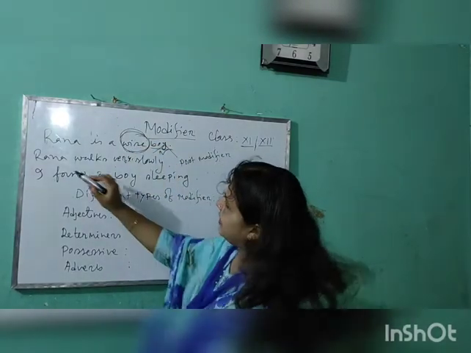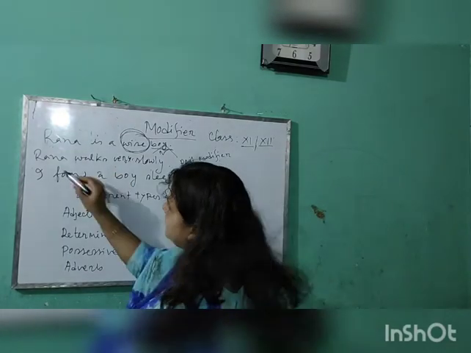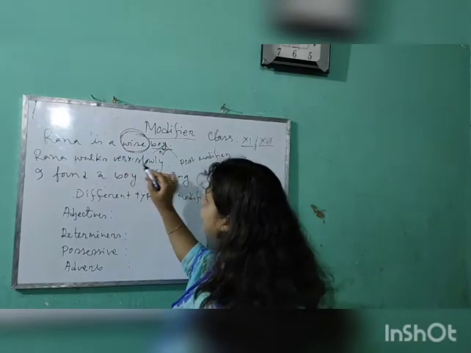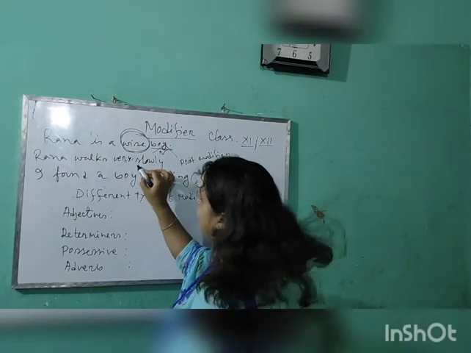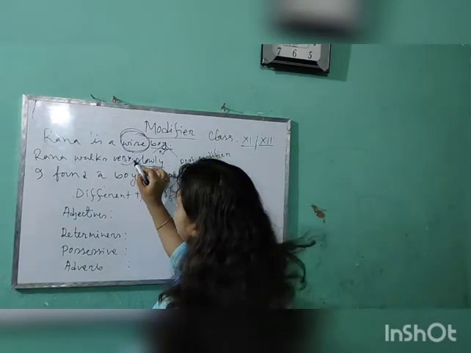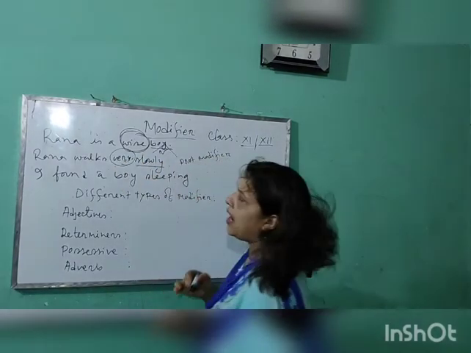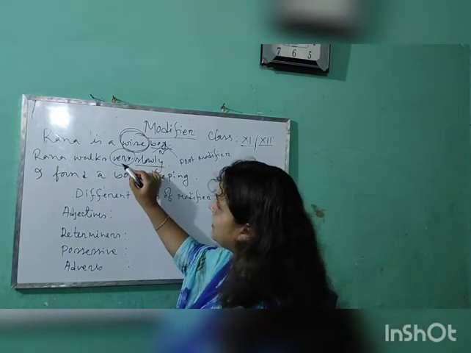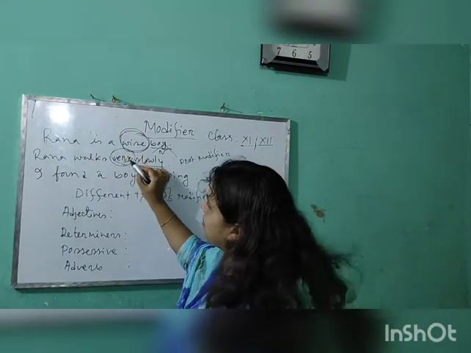Now come to the second sentence. Rana walks very slowly. See, slowly is a word, and I have used another word like very. So how Rana walks? Very slowly. So this is also called modifier.